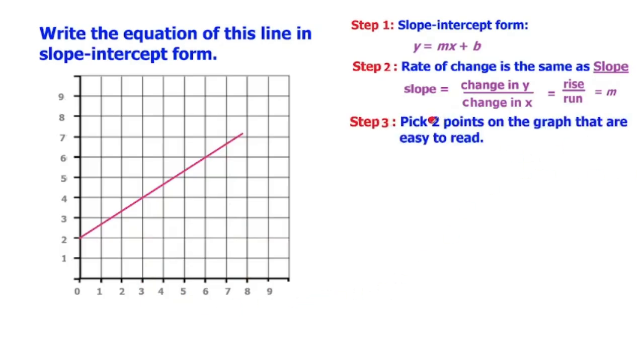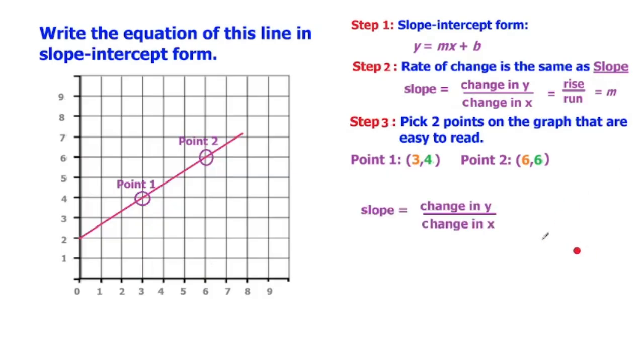So now we can pick 2 points on the graph that are easy to read. So here's point 1 and point 2. Point 1 is 3, 4. Point 2 is 6, 6. So now slope equals change in y over change in x. Okay, like how we said here. So let's do that. So that means y2 minus y1 over x2 minus x1.